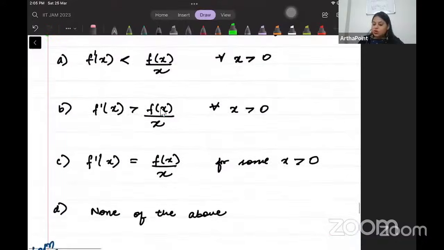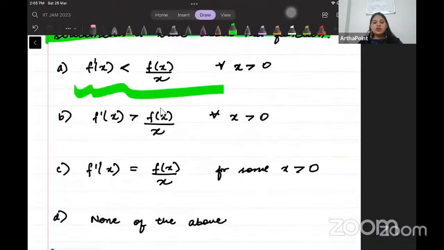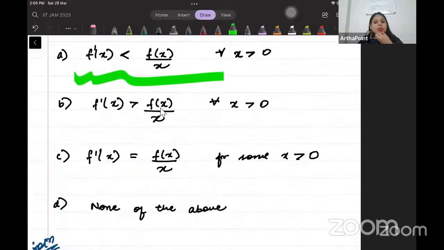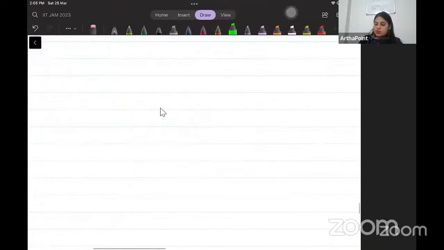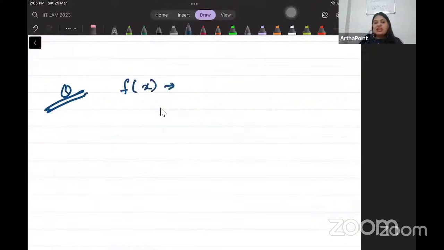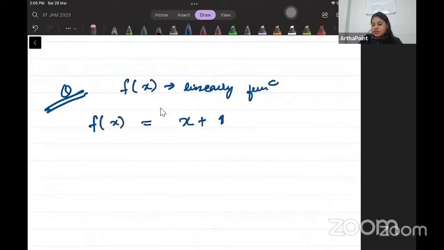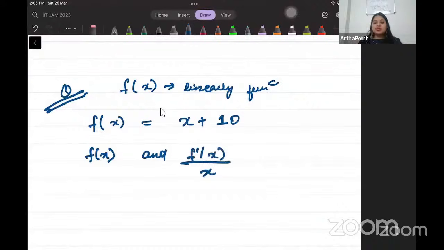So this is what your answer is. So the answer is supposed to tell what is the relationship between f dash x and f of x by x. Now just think, supposedly, I want to give you this homework. What would be the relation when your f of x is a linear function? So suppose my f of x is x plus 10, right? What is the relationship between f of x and f dash x by x? Just try and find this out.